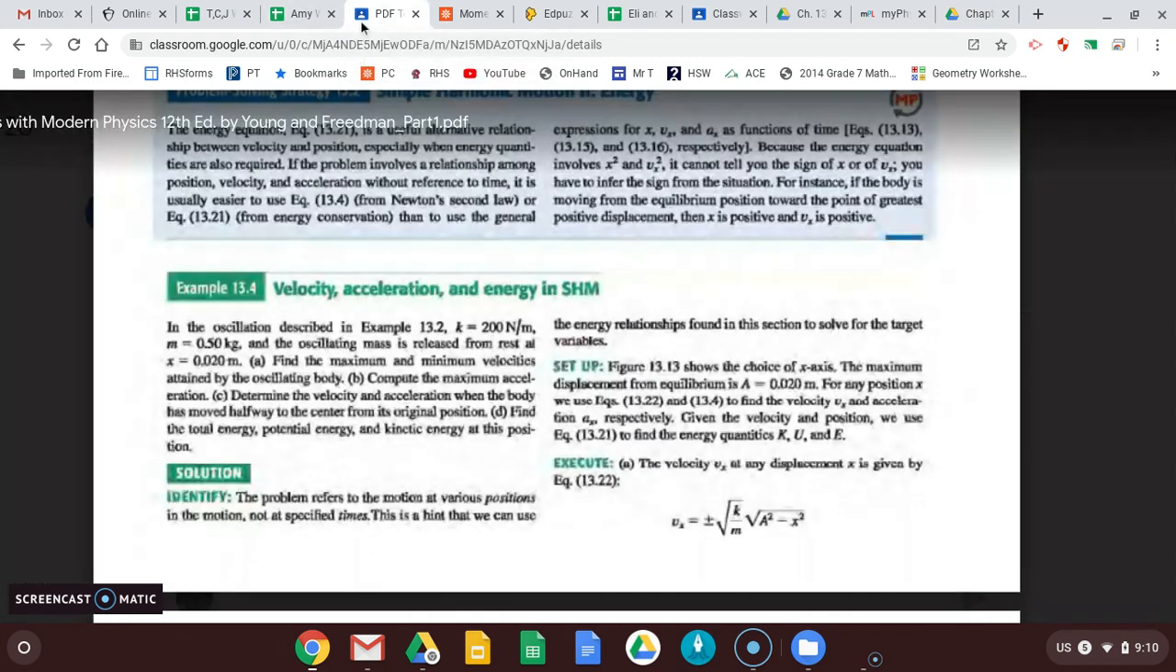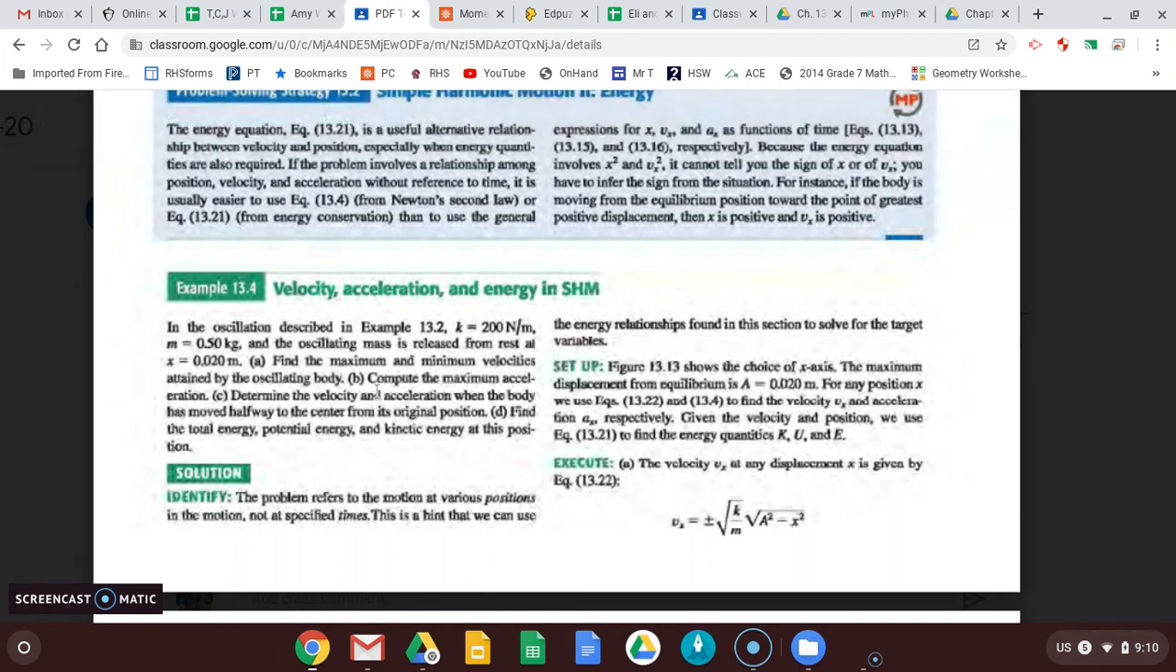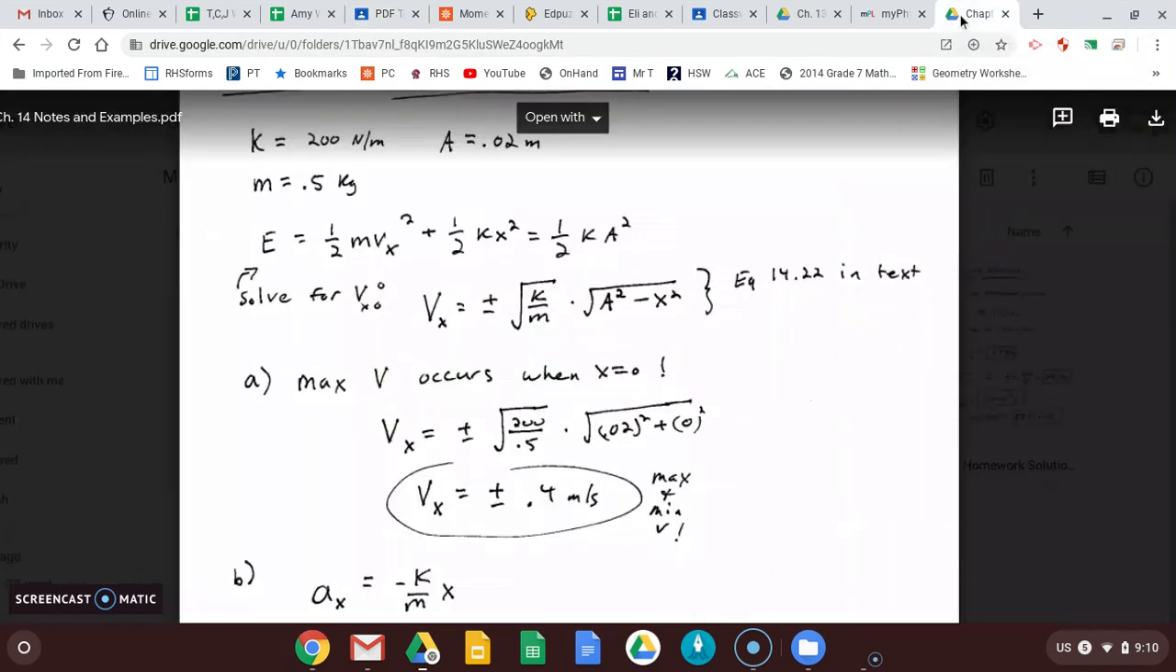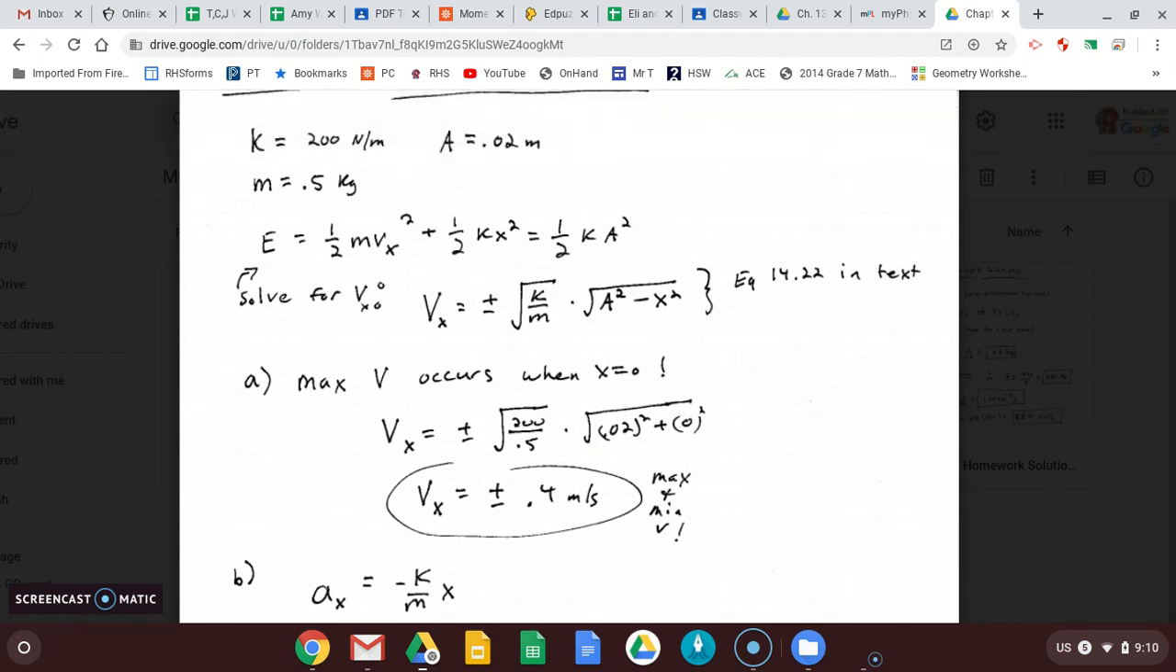Let's flip on over and look at what B asks. It says compute the maximum acceleration. So let's go back to our work over here. The maximum acceleration would occur when the force is the greatest.